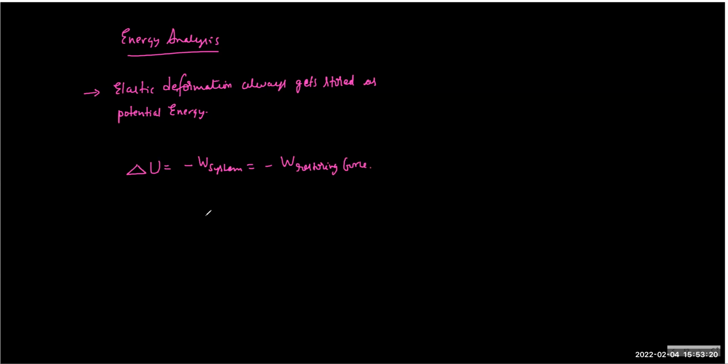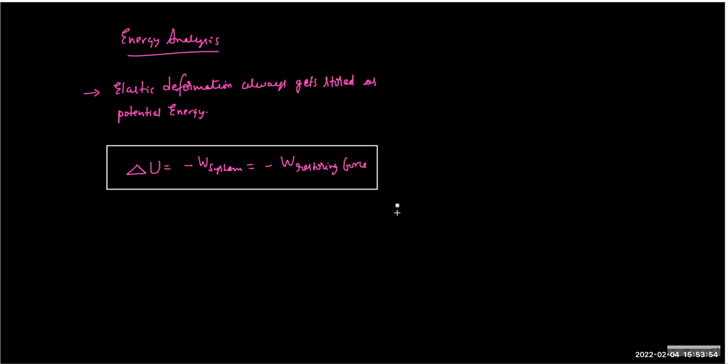Why not the other definition, which says that delta U is equal to the work done by the external force? This is only true when the external force is not creating any other form of energy. So let's say it is not creating kinetic energy, it is not creating heat energy and so on. So we are not sure about this part. That's why we are not using it. So in this chapter, the only definition that we should use for calculating potential is work done by the restoring force or internal force that is developed. Okay.